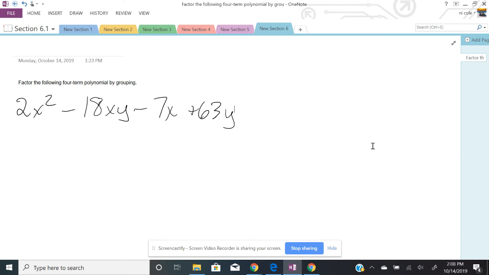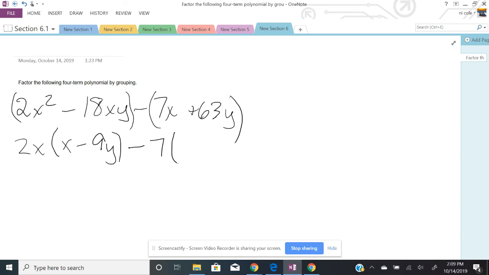Okay, last example. Again, we're going to factor by grouping. So parentheses, parentheses. So here, what do they have in common? Well, the number I see is 2. The variable I see is x. So that leaves me x minus 9y, minus, what do 7 and 63 have in common?